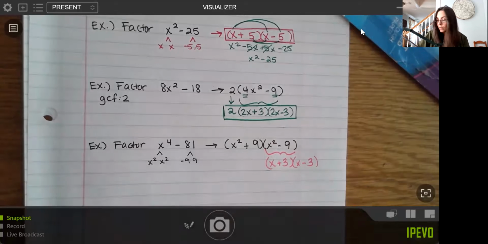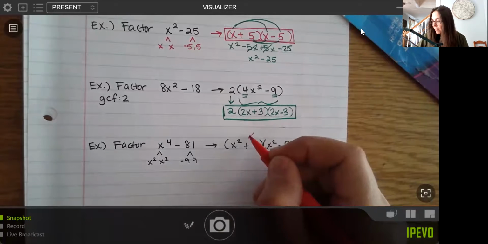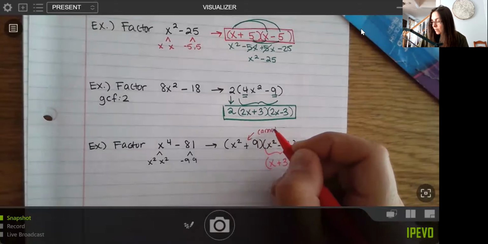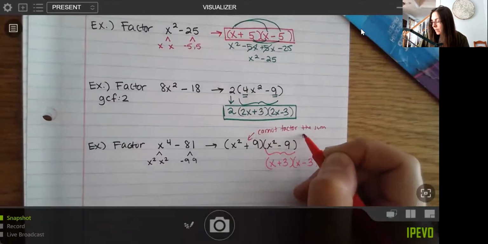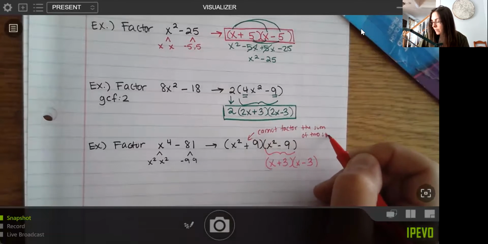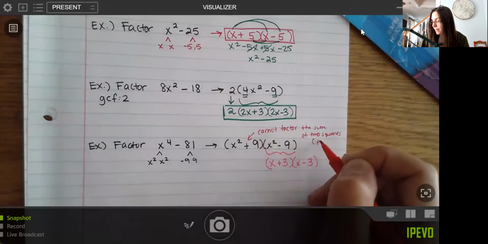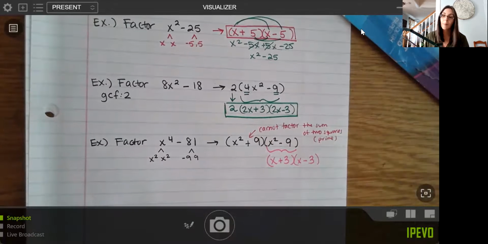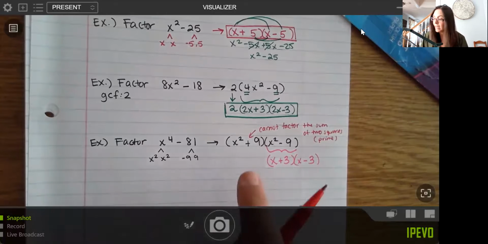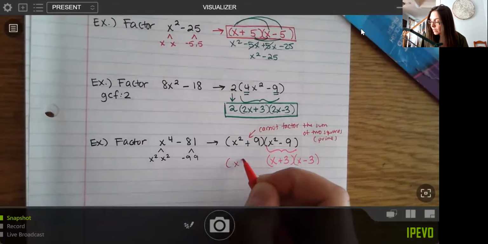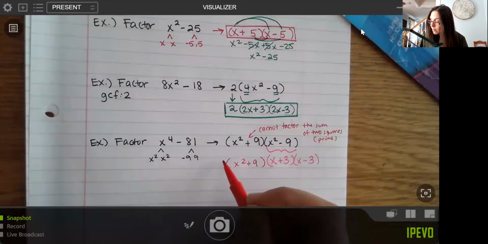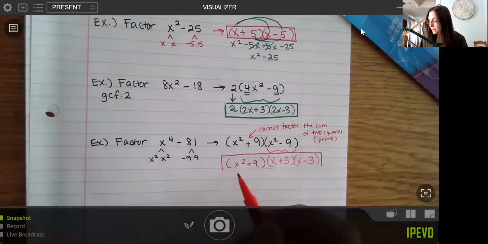But I will tell you now that you cannot factor the sum of two squares. We say that that is prime. So polynomials that cannot be factored are prime, and they do exist in all cases. So sometimes we just can't factor something. And anytime you have the sum of two squares, it can never be factored. So that's just going to come straight down here. And this would be my final answer.